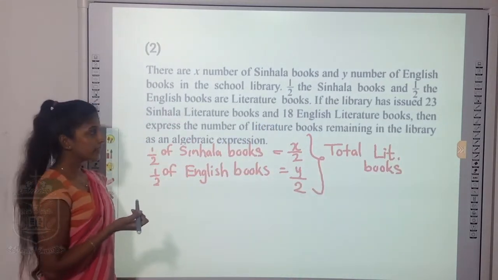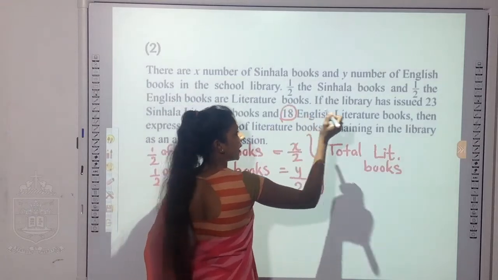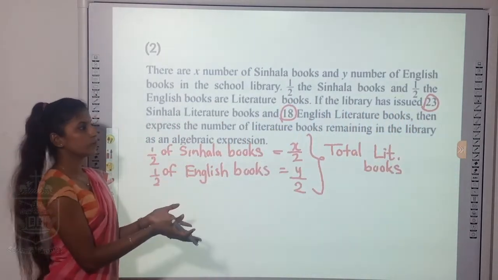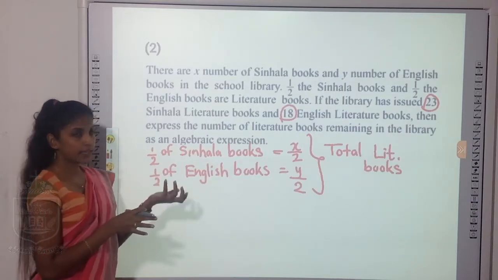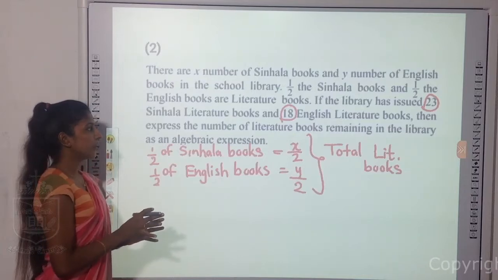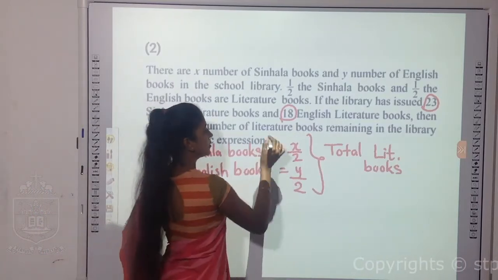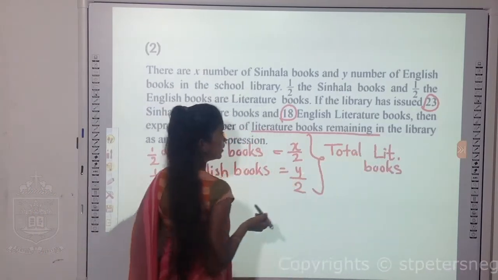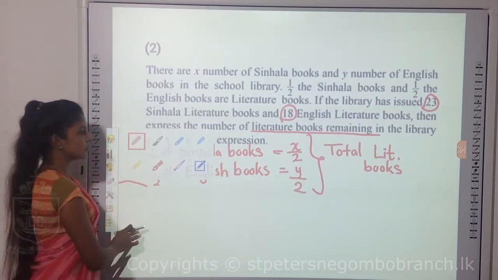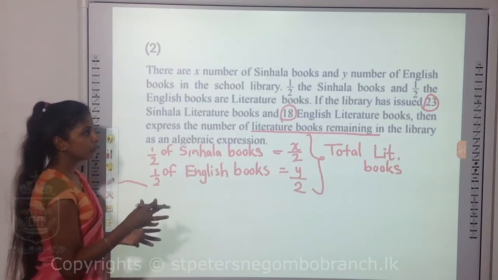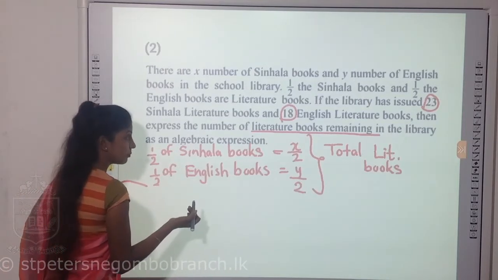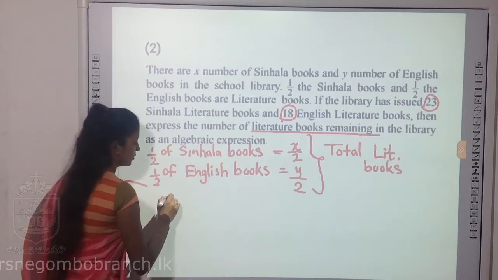Right? And then 23 and 18 books are already issued from this total. So you have to find the remaining literature books in the library. So what you have to do is find the remaining. Now you have to find the number of issued books. So let's find the total number of books issued.